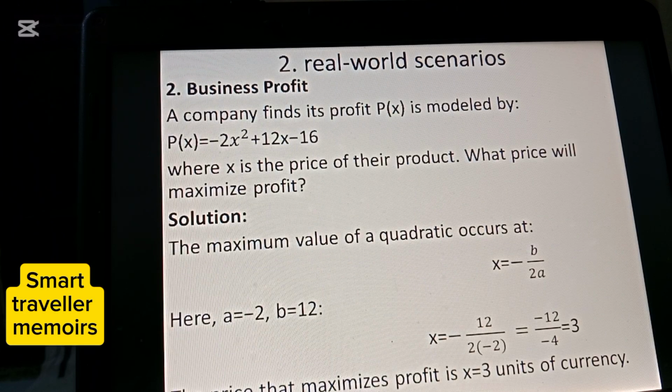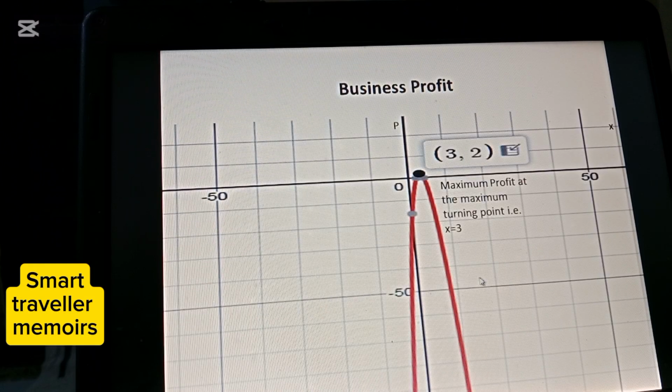Business profit: a company finds its profit P(x) is modeled by P(x) equals negative 2x squared plus 12x minus 16, where x is the price of their product. What price will maximize profit? The maximum value of the quadratic occurs at x equals minus b over 2a. Here, a is equal to negative 2 and b is equal to 12. And therefore, when you calculate, you get the price that maximizes profit is x equal to 3 units of currency. And you can see there the maximum profit at the maximum turning point, x is equal to 3.